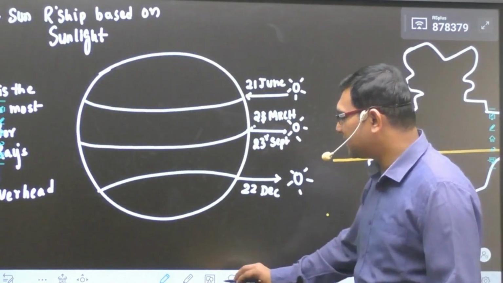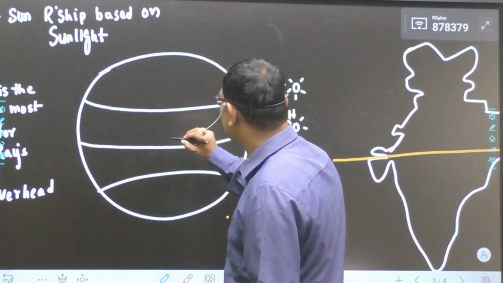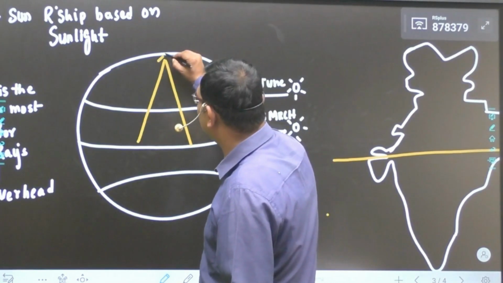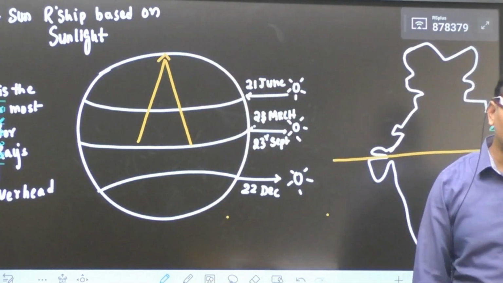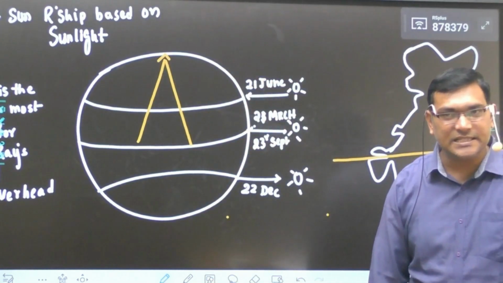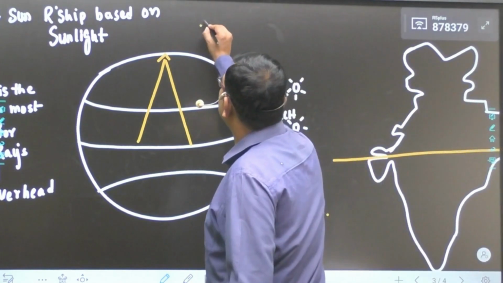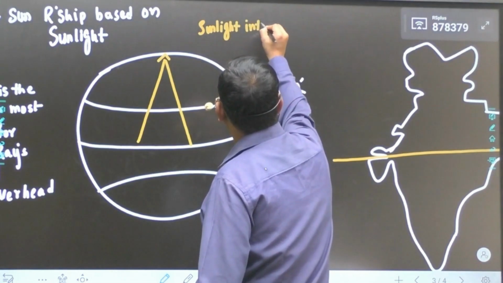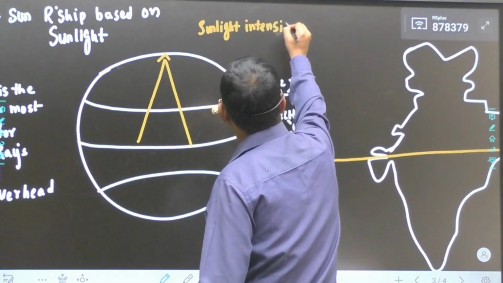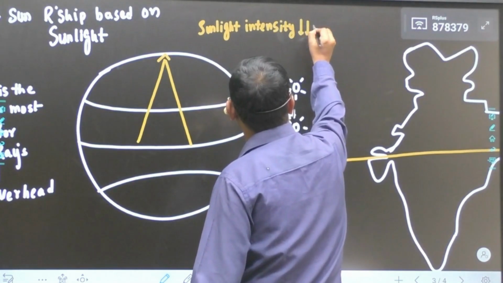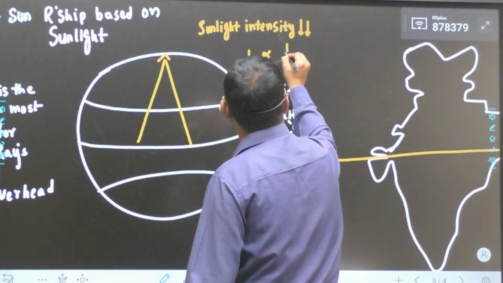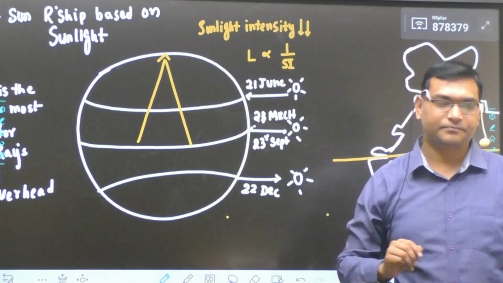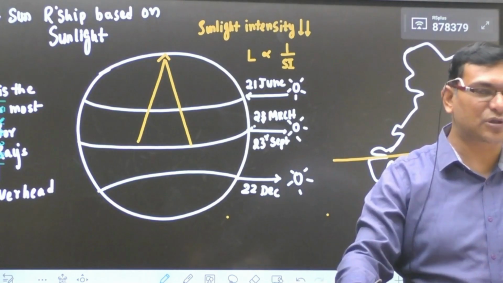Simple. Can I say that first, the intensity of the sun rays or sunlight is decreasing from the equator towards the poles? So the sunlight intensity is decreasing. Am I right? So latitudes are inversely proportional to the sunlight intensity. Yes or no? Tell me.